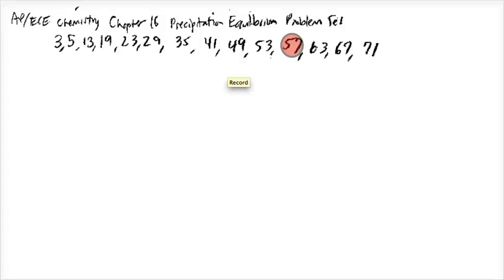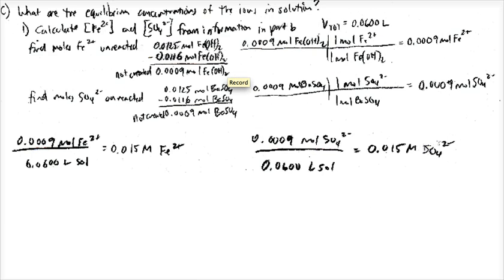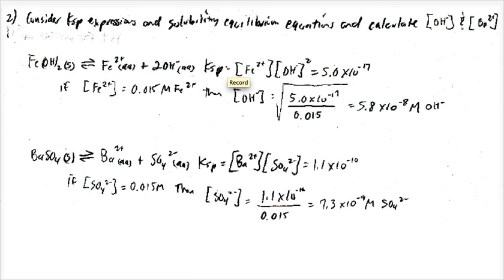Welcome back to the next installment of the AP Chemistry Chapter 16 Precipitation Equilibrium Problem Set, and I wanted to revisit Problem 57 because it was a little cramped at the end of the last one. In Problem 57, I had some labeling issues here.